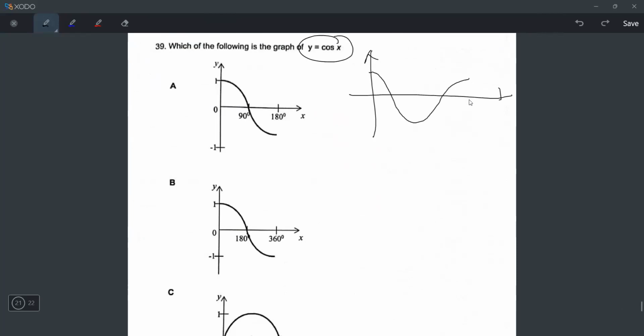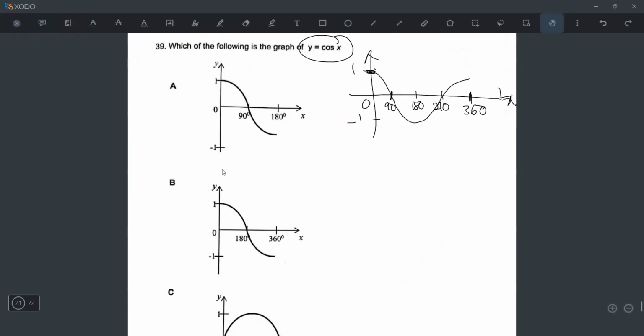Okay, like this. And then this will be 360. This will be 0. This will be 1. This will be -1. This will be x. This will be 180. This will be 90. This will be 270. You have to memorize this. Like the y equals sine graph, cos graph, and tan graph, all you have to memorize. Okay, now they ask which of the following is the answer.